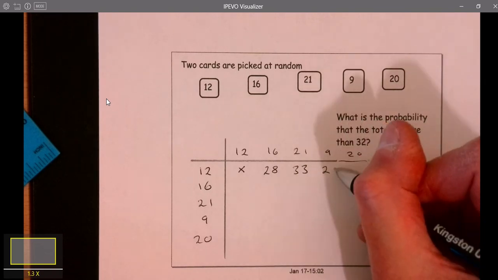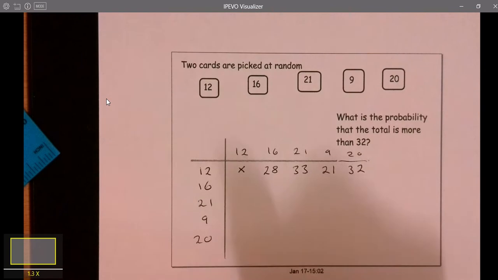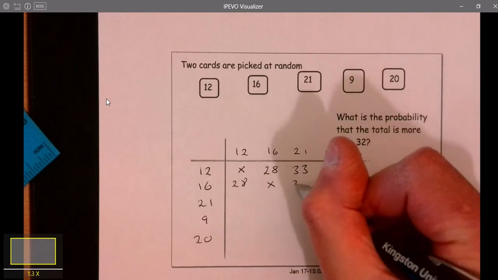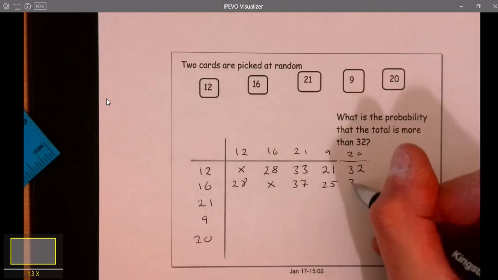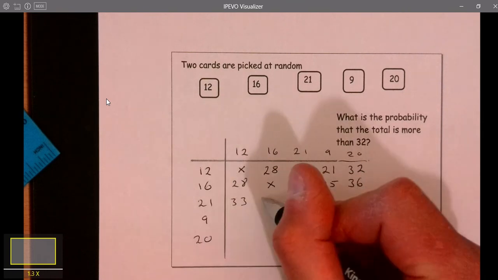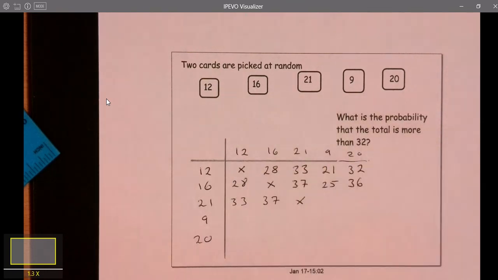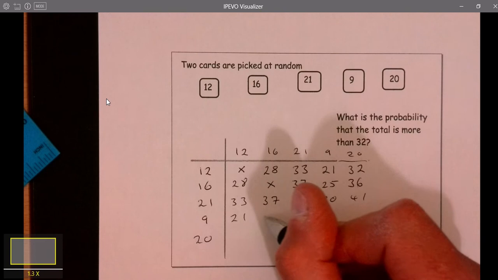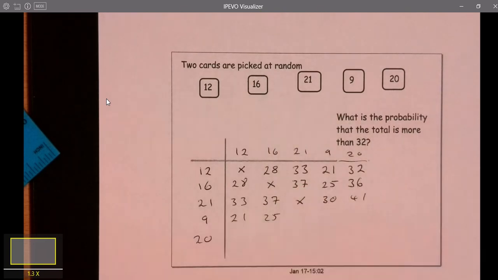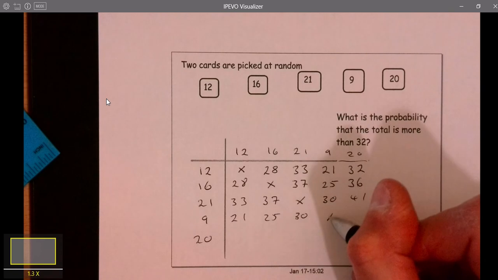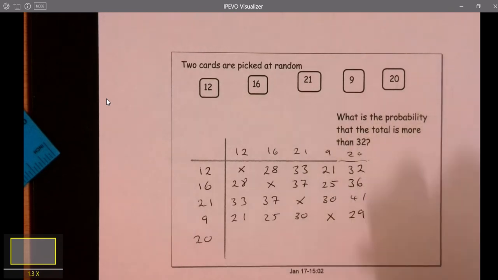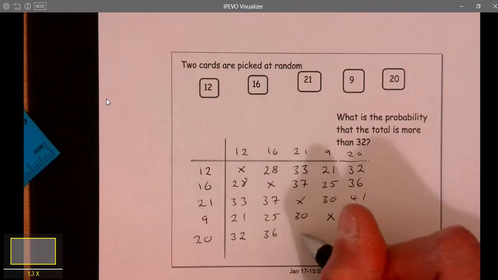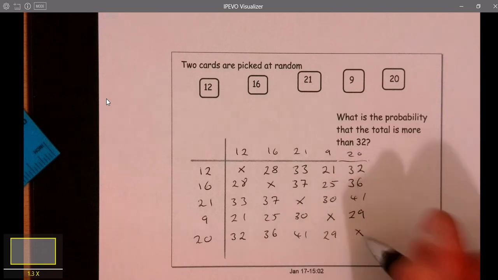So what do we get? 33, 21, 32. Then 28, 16 and 16, no. 37, 25, 36, 33, 37, no for 21 and 21. 30 and 41, 21, 25. If you're looking, you may well see the symmetry that's going on. 30, no for 9 and 9, it's just not going to happen. 29, and then 32, 36, 41, 29, and that's the last one.